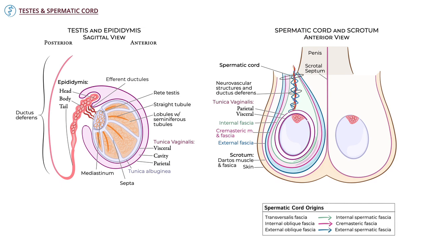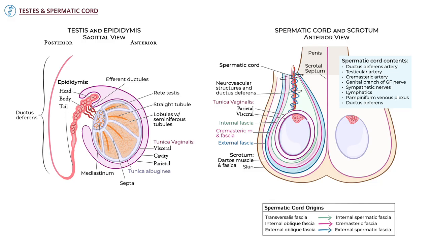List the contents of the spermatic cord as follows: the ductus deferens artery, testicular artery, and cremasteric artery, the genital branch of the genitofemoral nerve and testicular sympathetic nerves, and lymphatic vessels, the pampiniform venous plexus, and the ductus deferens. Be aware that the ilioinguinal nerve travels alongside the spermatic cord within the inguinal canal. After it exits the canal through the abdominal wall, the ilioinguinal nerve provides sensory innervation to the skin of the scrotum, root of the penis, and upper medial thigh.